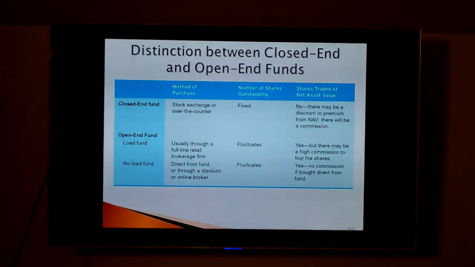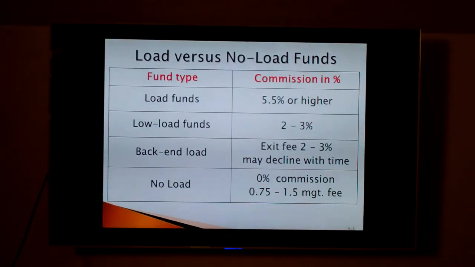We didn't go into that. It's given in more detail in the reading. Basically, are your commissions charged at the beginning, at the end, or evenly throughout the purchase? Load versus no load funds. A load fund commission can be 5.5% or higher. Low load funds can be 2 or 3%. Back end loads, there can be an exit fee of 2.2 to 3%, but this can decline maybe to 0 over time. And a no load fund is deceptive in its name because it charges a persistent fee constantly.